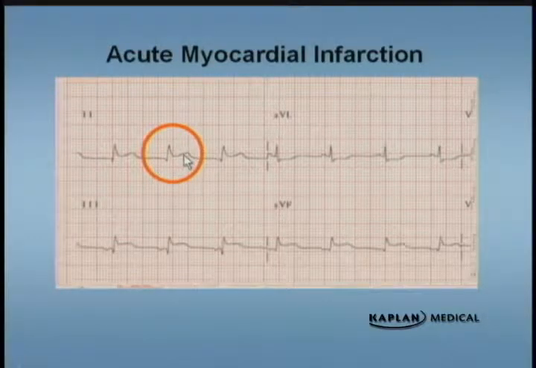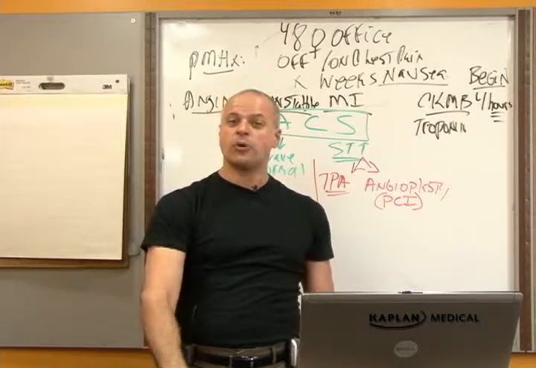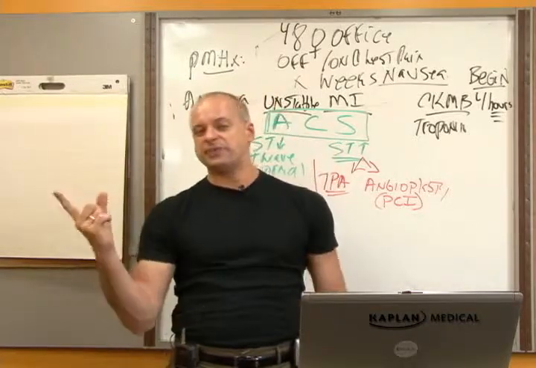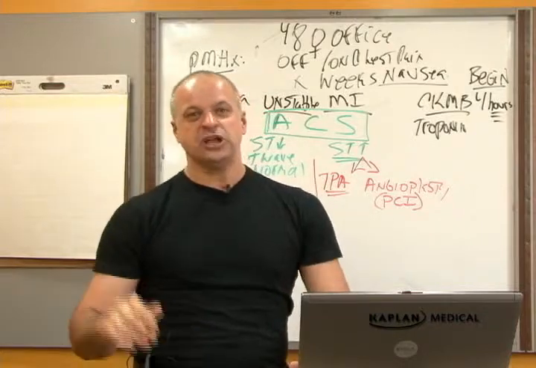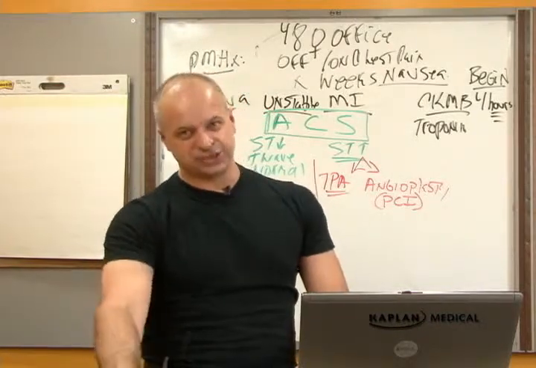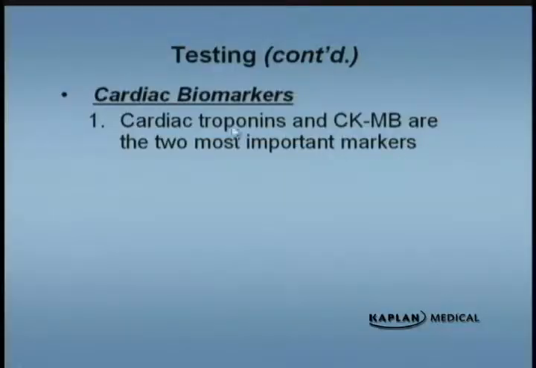That's elevated. How much elevation do you need to be considered significant? The answer is 1 millimeter or more in 2 leads. ST elevation means thrombolytics or angioplasty. Now, let's look at our biomarkers.